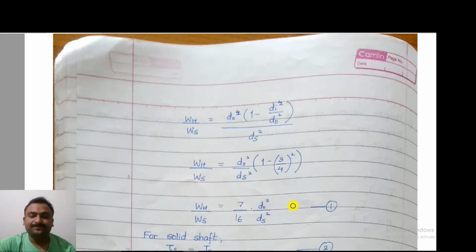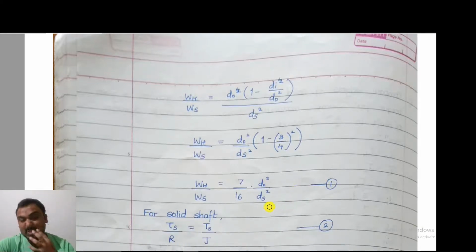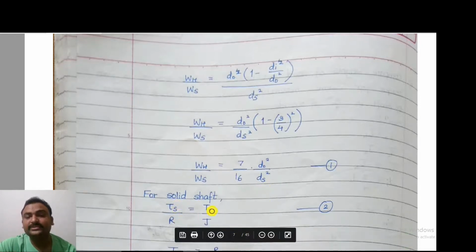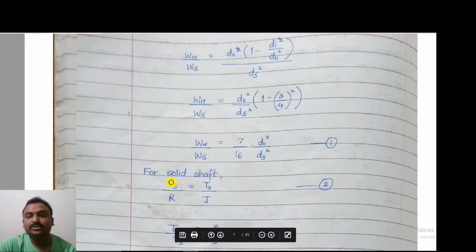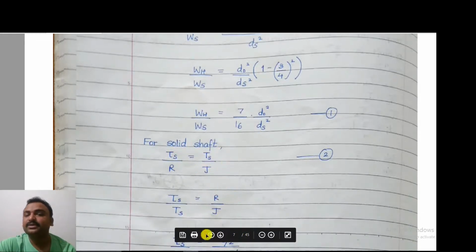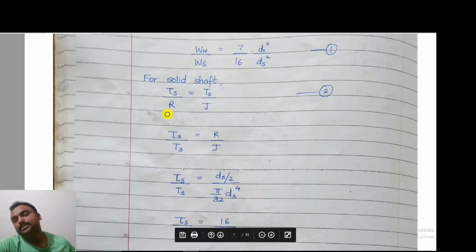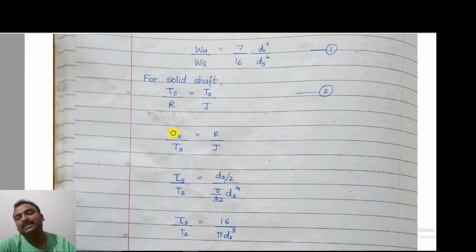So as it is given, we can use the shear stress formula, tau s by r is equal to T by J. Okay, so we can write tau s by Ts is equal to r by J. So by comparing the solid shaft, as we know that the shear stress and the torque on both the solid shaft and hollow shaft is same. Okay, so just we need to calculate this ratio, tau s upon Ts.